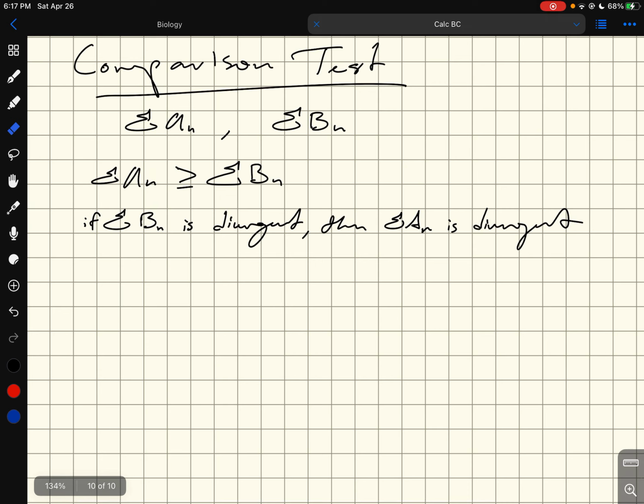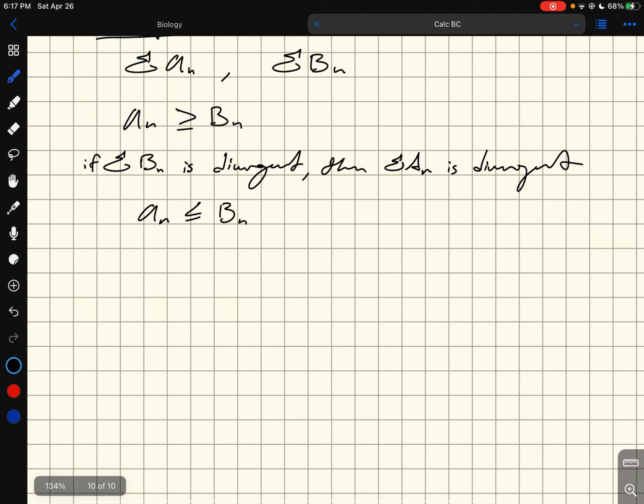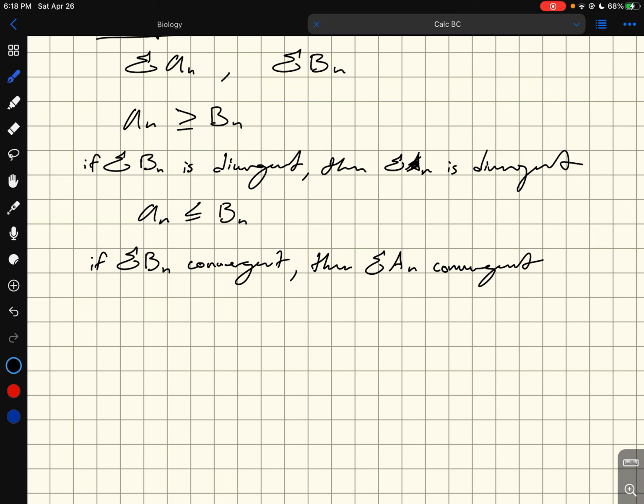And then the other part of it is, let's say A is smaller than B. Now, if A is smaller than B, and we're talking about the series of B again, if B is convergent, then we know the A summation is convergent.